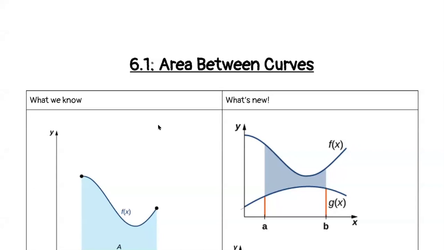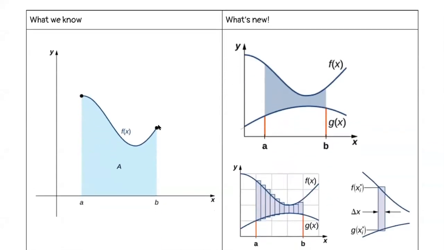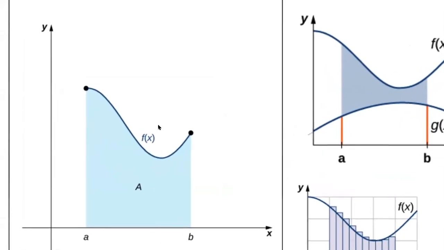Today we're going to be talking about section 6.1. And in particular, we're going to be looking at something called area between curves. So let's start with what we know. Today's what we know involves a diagram.